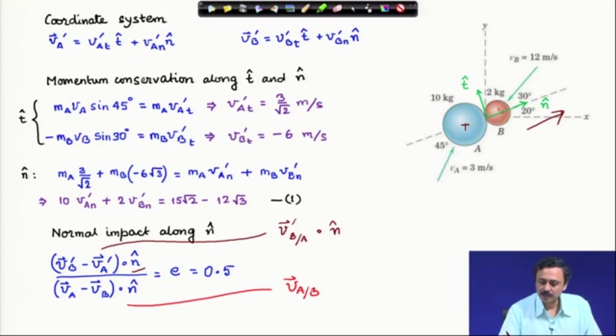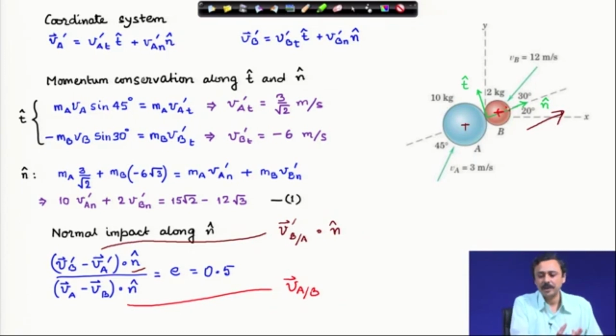Now, the situation has changed. Now, I am saying that the observer is on B, fixed to particle B and observing A, and this situation is before the impact. So, it is about to impact. So, what will you observe?